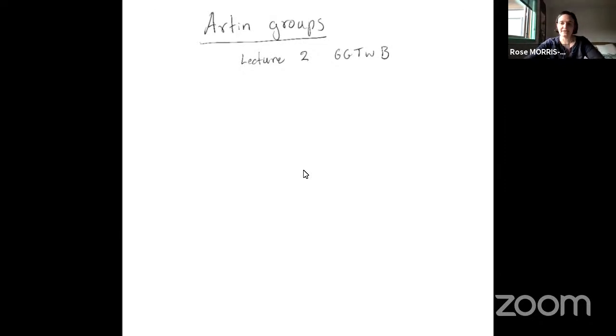So yesterday we talked in summary about what Artin groups are and some general questions. And today I want to zoom in on what I'm calling algebraic techniques for studying Artin groups. And then in the third lecture, we'll talk more about geometric techniques.